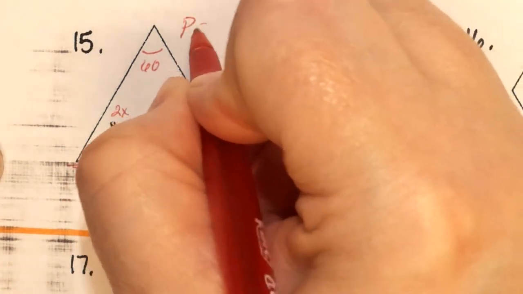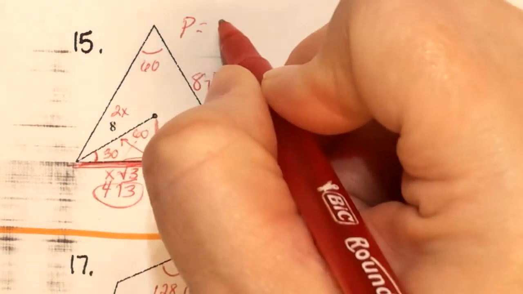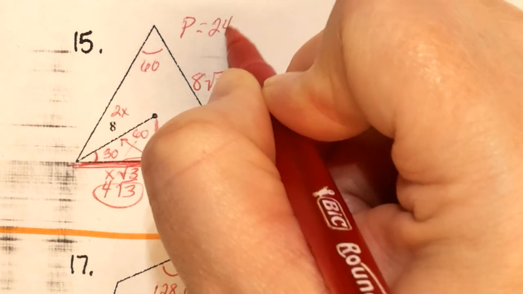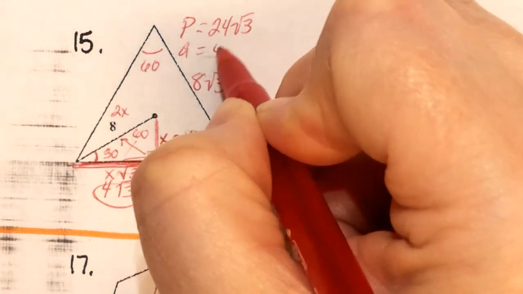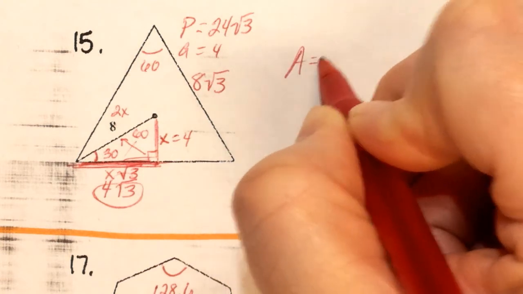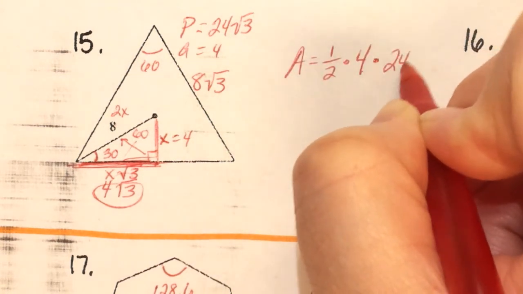So what's our perimeter then if I have 3 sides that are each 8 square root of 3? 8 square root of 3 times 3. So 8 times 3 is what? 24. So we got 24 square root of 3 for our perimeter. We have our apothem is 4. So when we put it into the formula, this one's easier. You got half times 4 times 24 square root of 3.